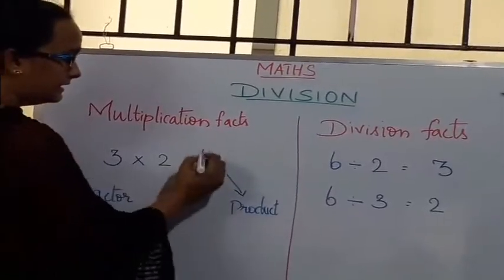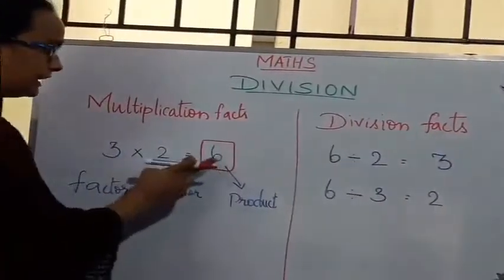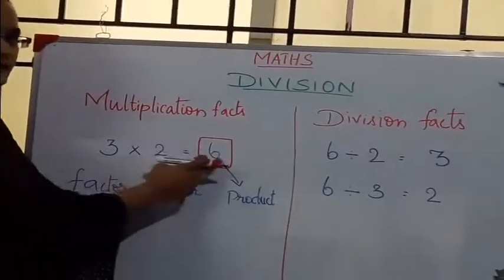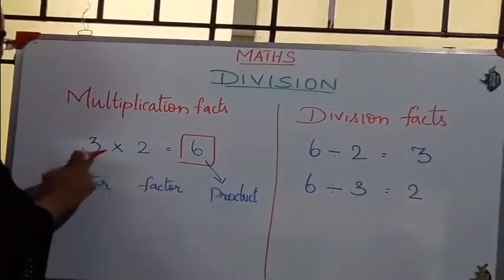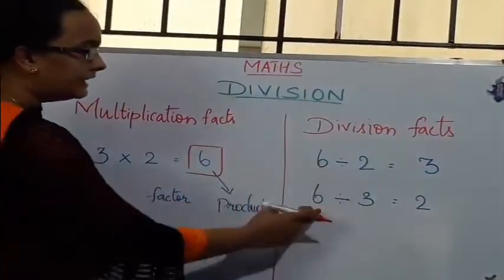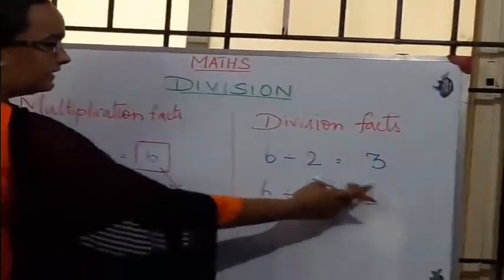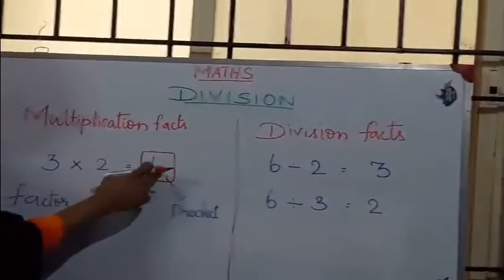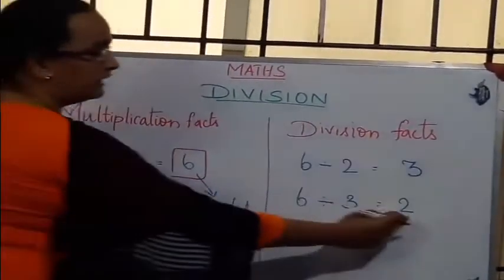I am taking this 6 divide by 2. If I divide 6 by 2, which number is there? 3. So that will be the answer, okay. And if I divide 6 by 3, then which number is there? I am dividing 6 by 3. Which number is here? 2. So I will write there.